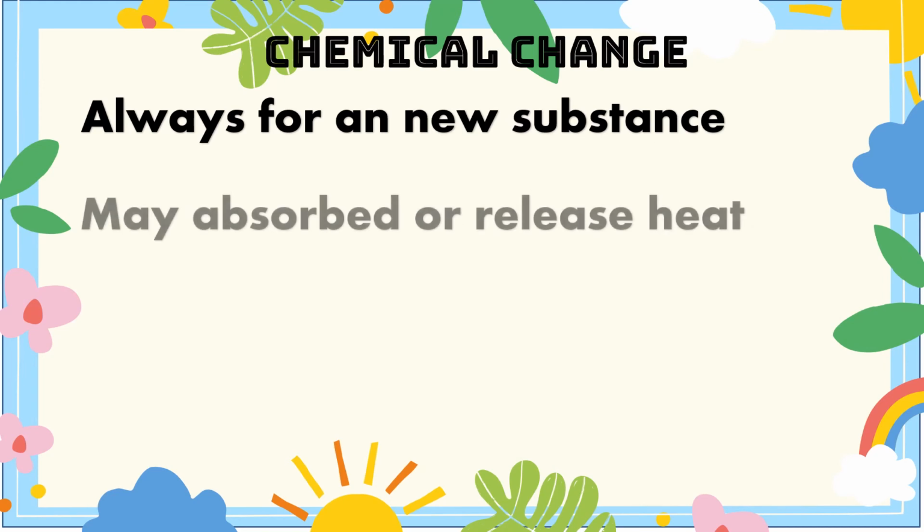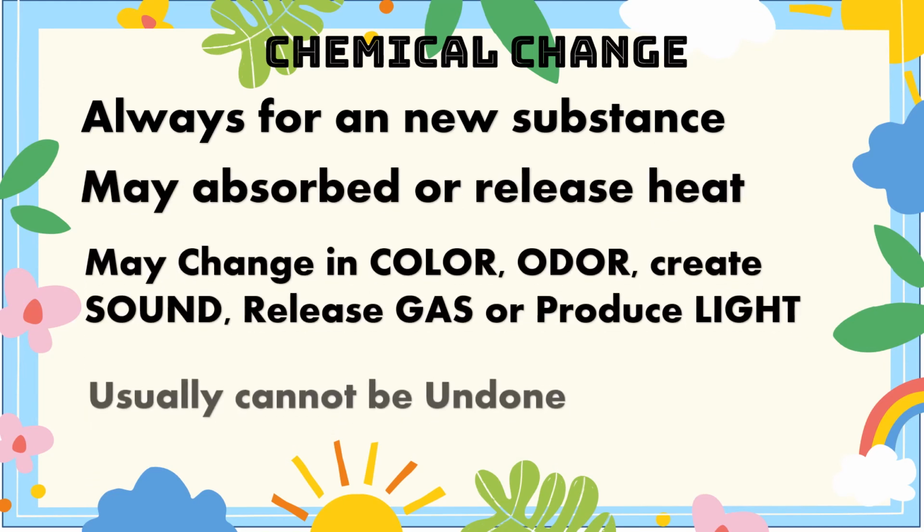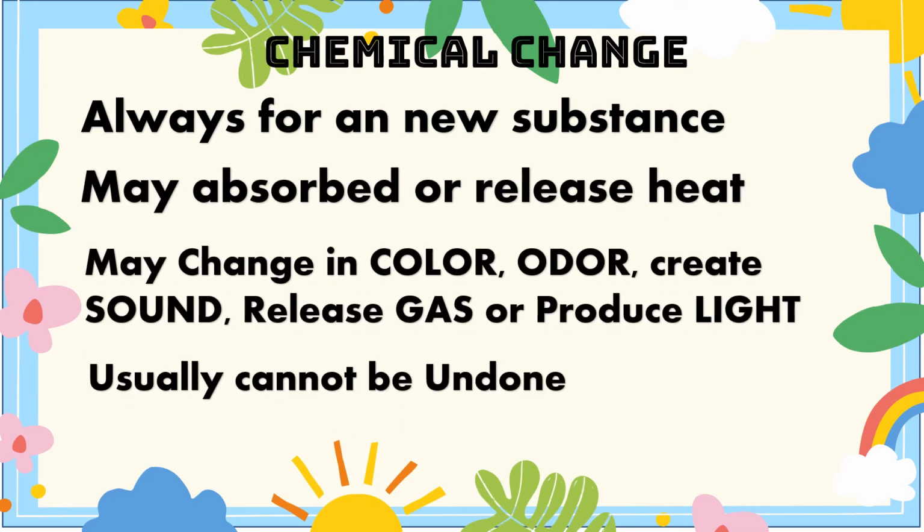In a chemical change, on the other hand, it always forms a new substance. It may absorb or release heat, may change in color or odor, create sounds, release gas, or produce light. Usually, it cannot be undone.